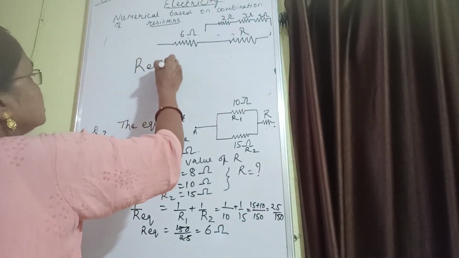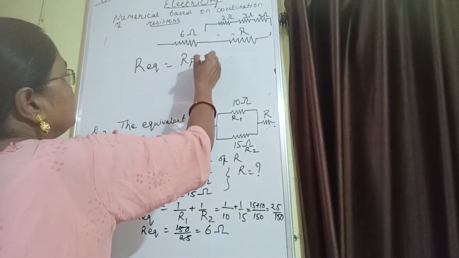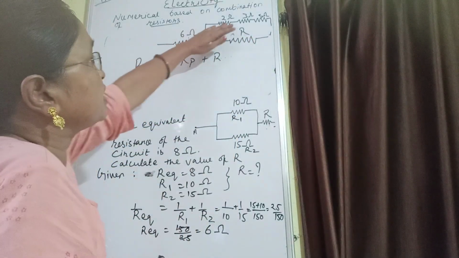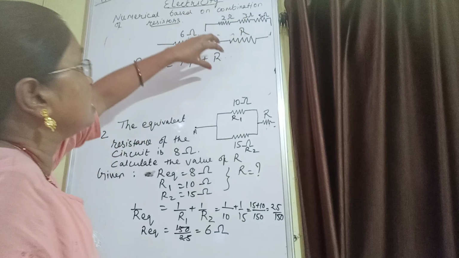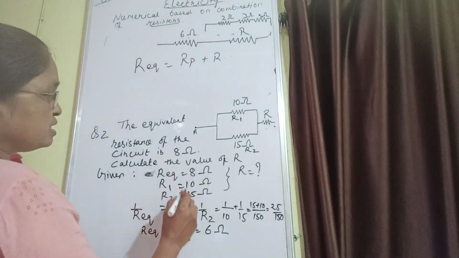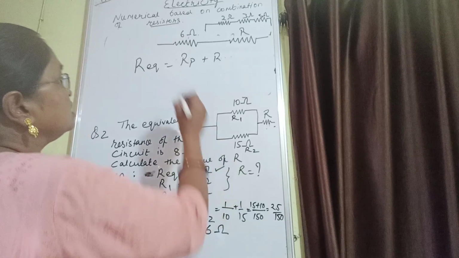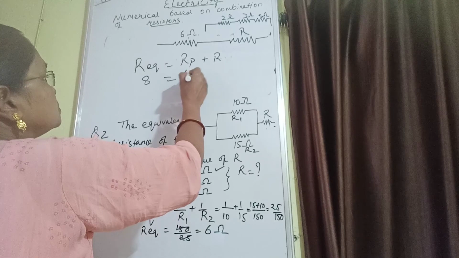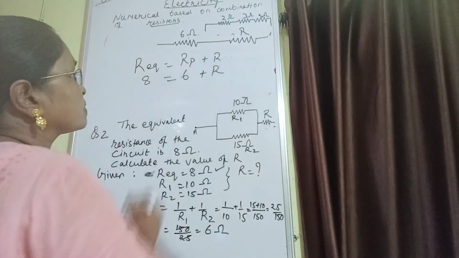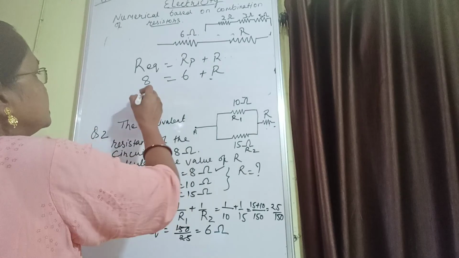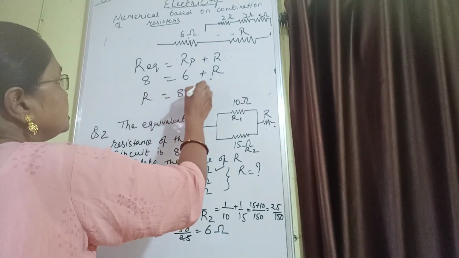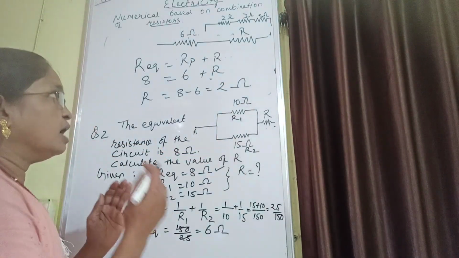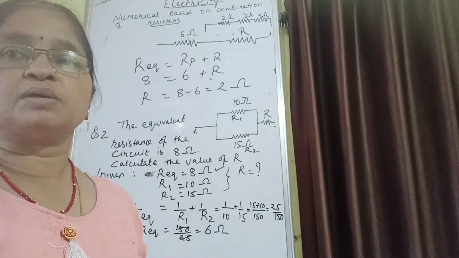R equivalent is equal to R parallel plus R series, or R, because this R is in series and we are finding out the value of this resistor R. R equivalent is here in the question, same, it is given 8 ohm. So we put 8 ohm is equal to R parallel, we have got 6 ohm plus R. So the value of R that you will get, that is 8 minus 6, which is equal to 2 ohm. Again, let us proceed some more questions.